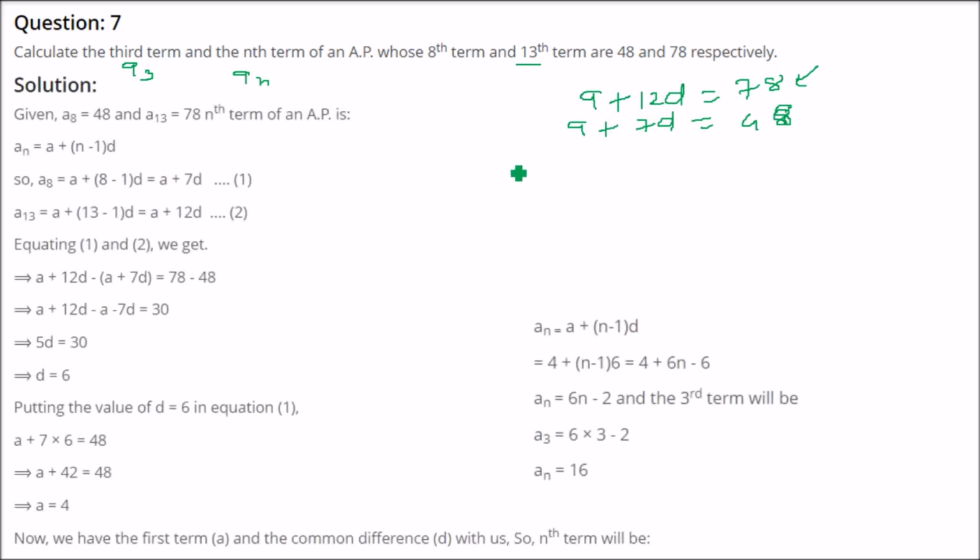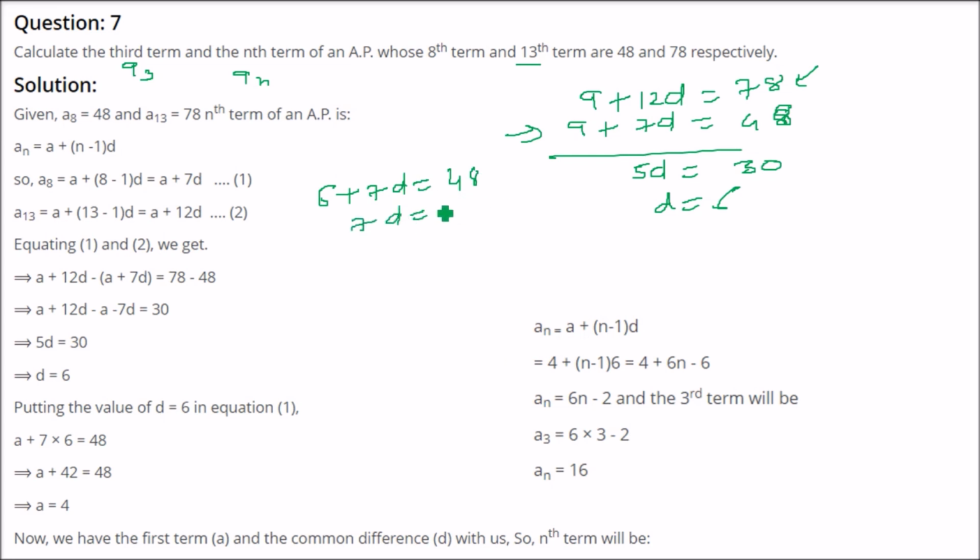Why did I start with this? Because I wanted this as the first equation so that I can subtract it. Just subtract it. A minus A is 0. 12 minus 7 is 5D. And here 78 minus 48 is 30. So 5D is 30. So D is 6. Now put in any of the equations. I am putting it here. A plus 7D equal to 48. 7D is going to be 42.